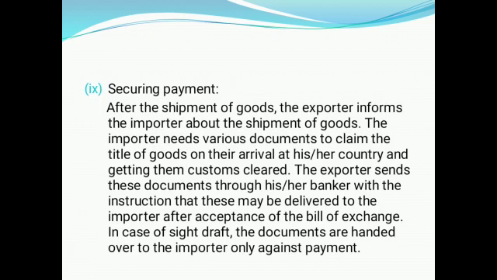And the last is securing payment. After the shipment of goods, the exporters inform the importers about the shipment. The importers need various documents to claim the title of the goods on their arrival in his or her country and to get them customs cleared. The exporters send these documents through his or her banker with the instruction that they may be delivered to the importers after acceptance of the bills of exchange. In case of a sight draft, the documents are handed over to the importers only against payment.